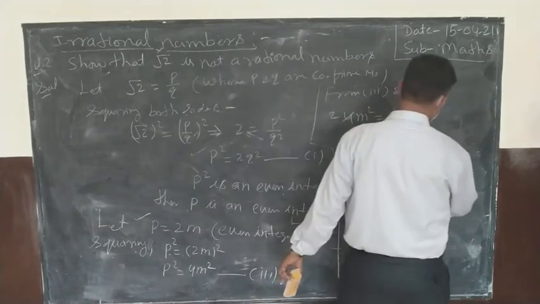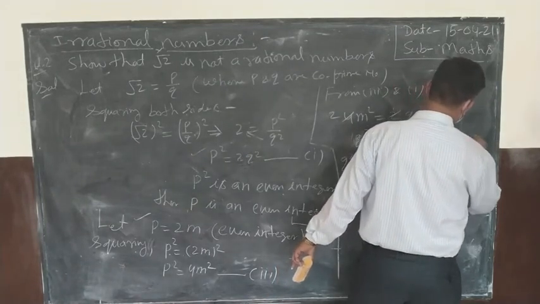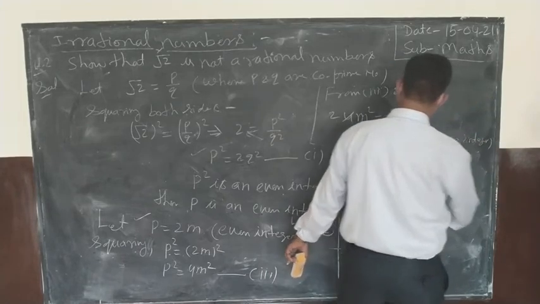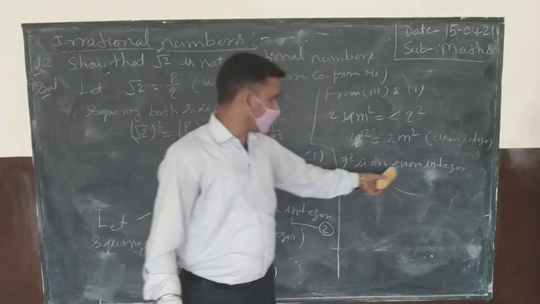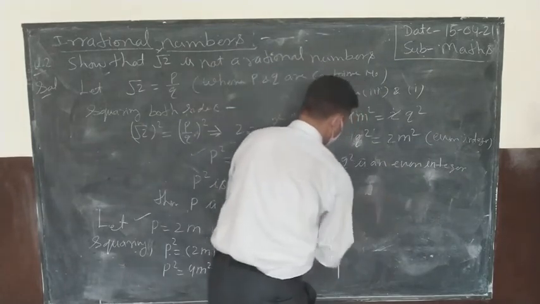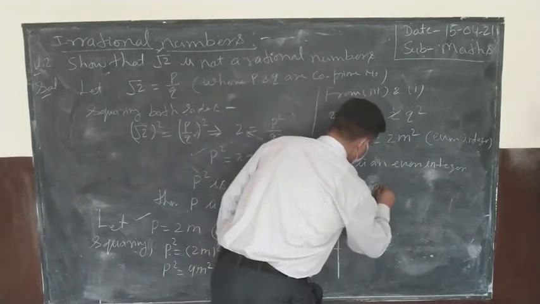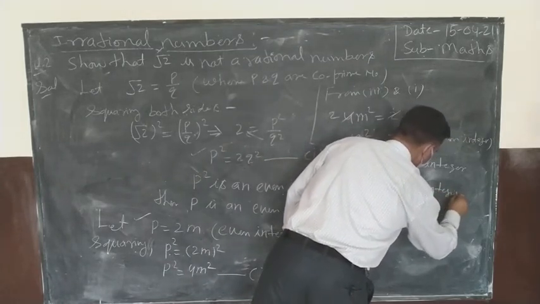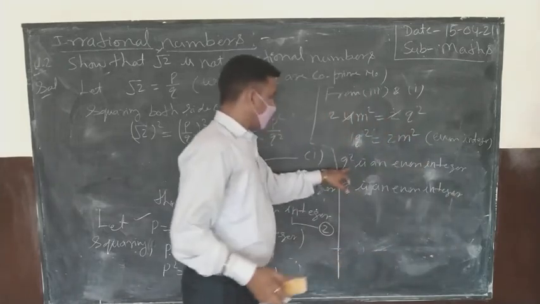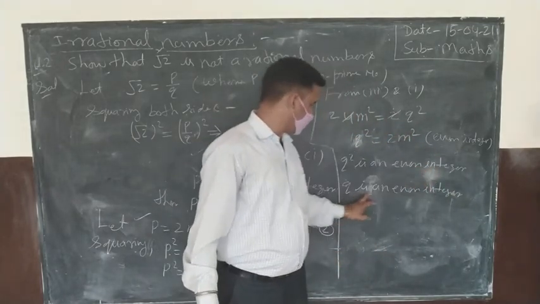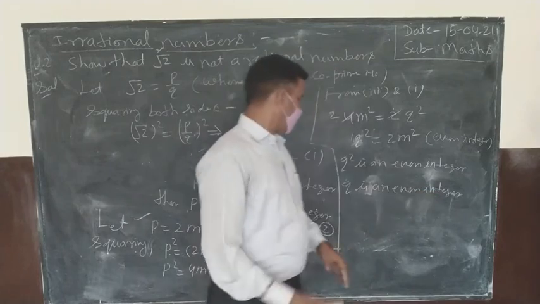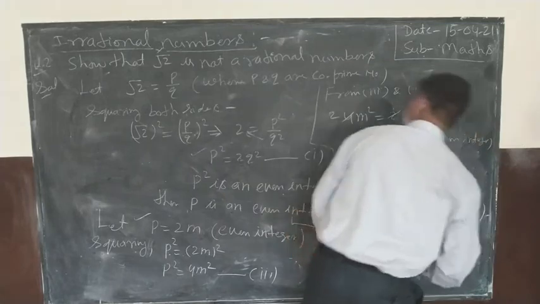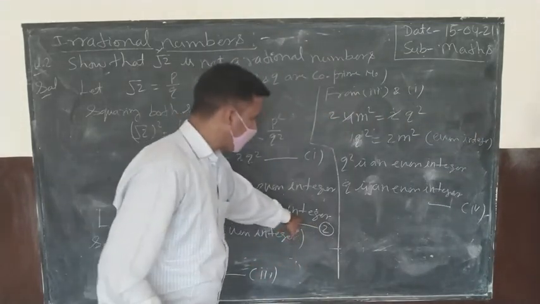You can write this: even integer. This is the even integer. So q square is an even integer. The same thing here: q is an even integer. When q square is an even integer, q is also an even integer. This is condition second and condition fourth.